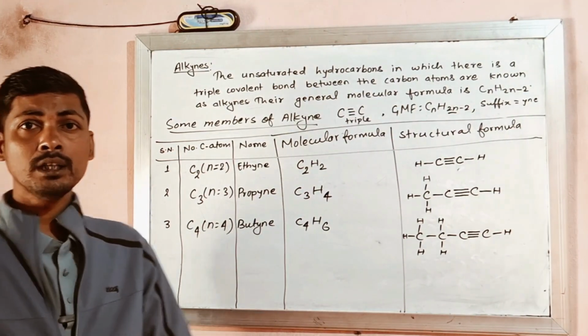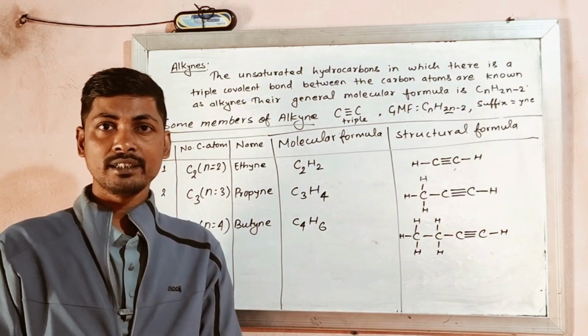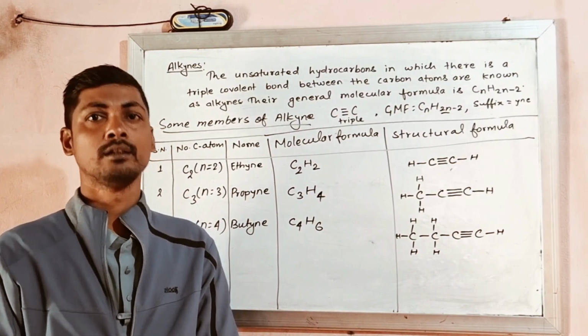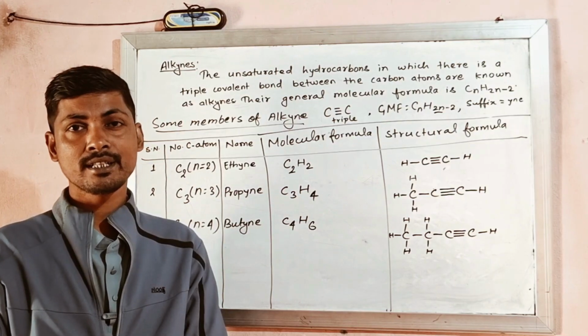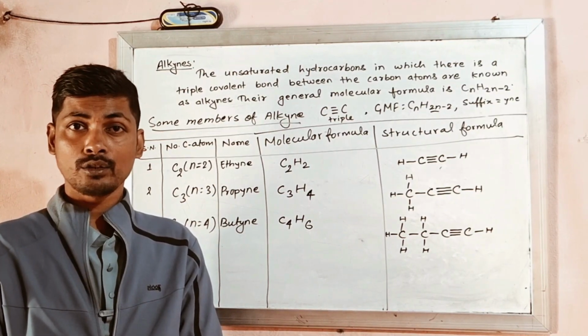So this is about the alkene and alkyne. In the next video, I will come back with alkyl radical, functional group, homologous series, and alcohols.